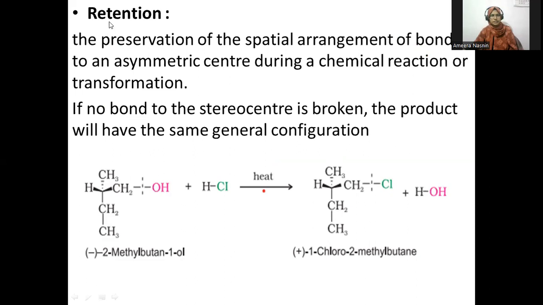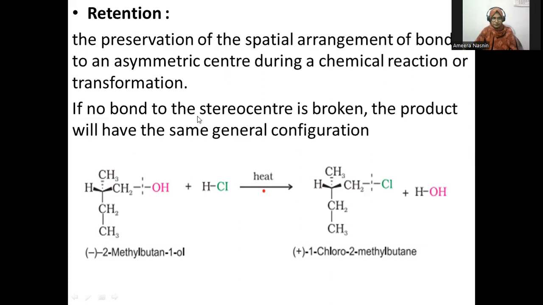Then the last concept is retention. The preservation of the spatial arrangement of bonds to an asymmetric center during a chemical reaction or transformation is called retention. If the configuration doesn't change after a reaction, then we can say that the reaction occurs by retention of configuration. If no bond to the stereo center is broken, the product will have the same general configuration.